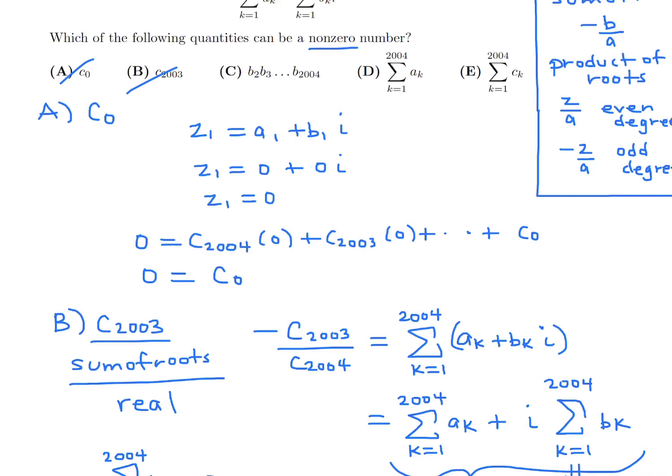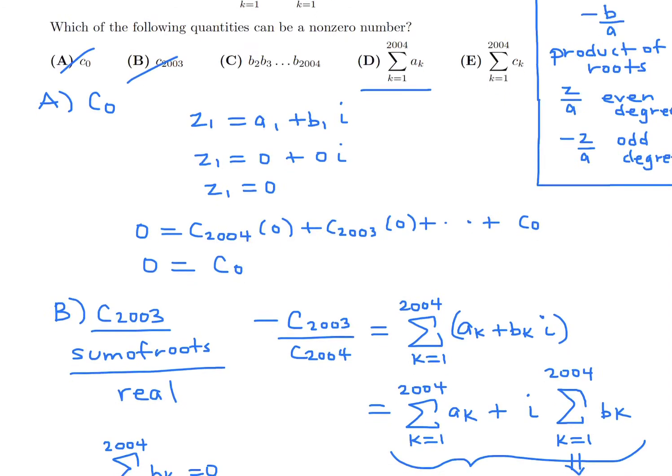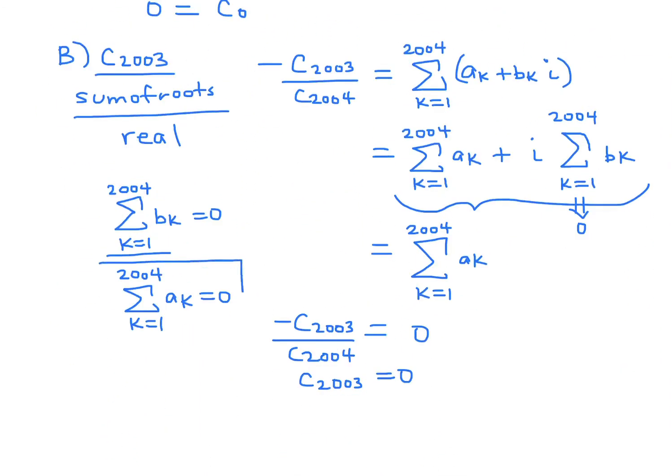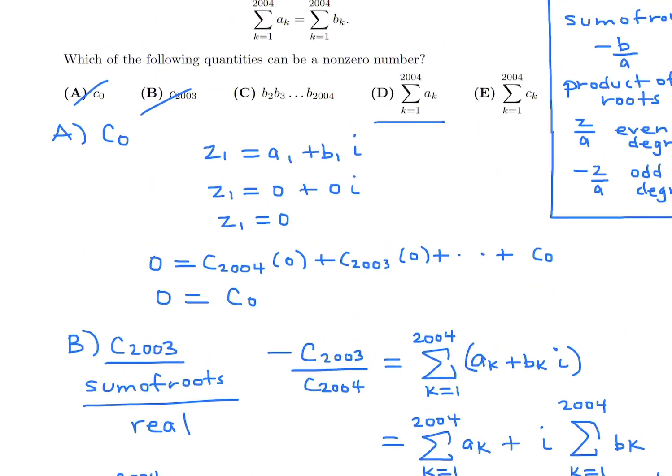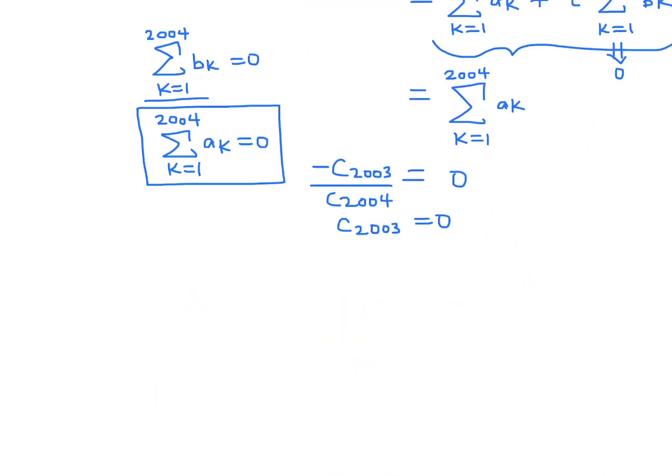I'm trying to look for something that's non-zero. Okay, let me just quickly do D, because D we already figured out right here. We just showed that it is equal to 0. So that means I've eliminated D. So now I'm down to C and E as my possible choices for something that can be non-zero. So let me first look at C. C says B2 times B3 all the way to B 2004, like that.